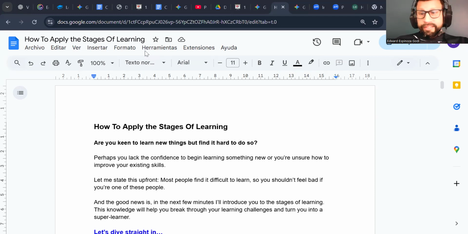For today's lesson, we're going to look at how to apply stages of learning. Are you keen to learn new things, but find it hard to do so? Perhaps you lack the confidence to begin learning something new, or you're unsure how to improve your existing skills.